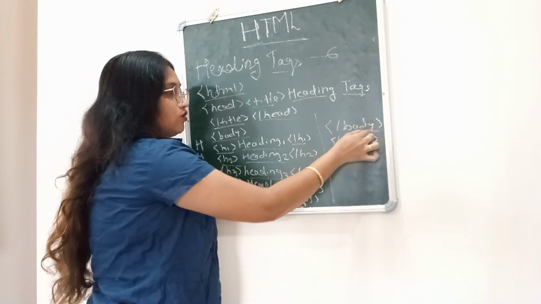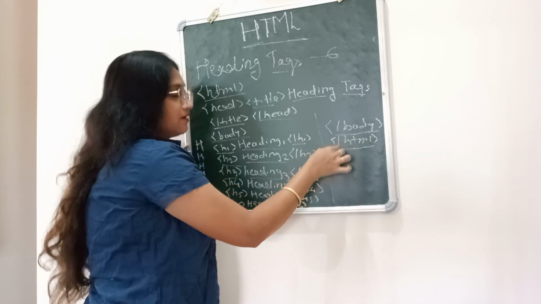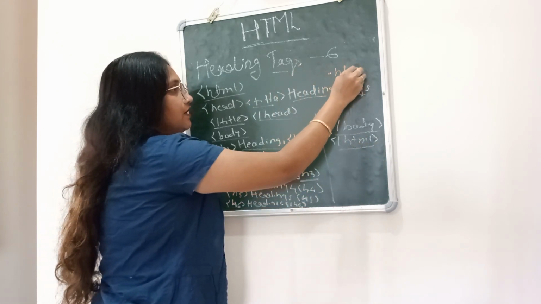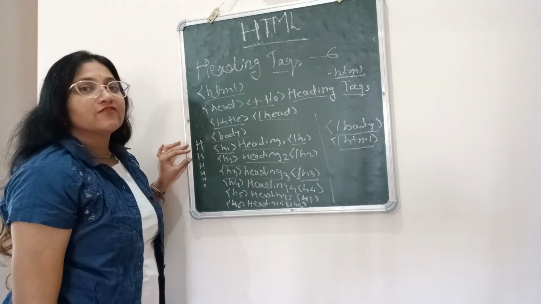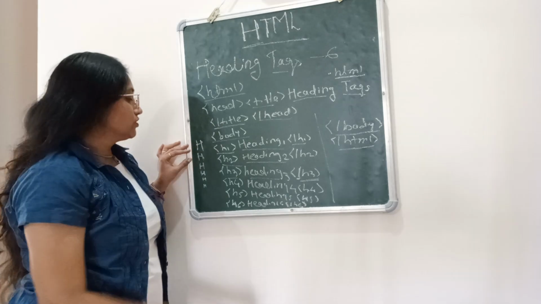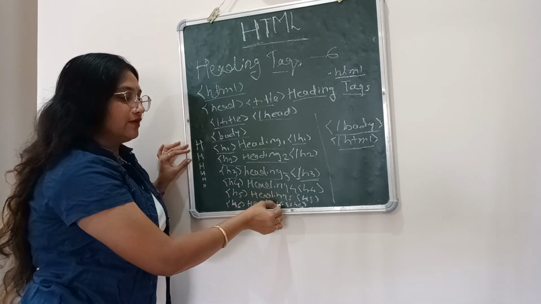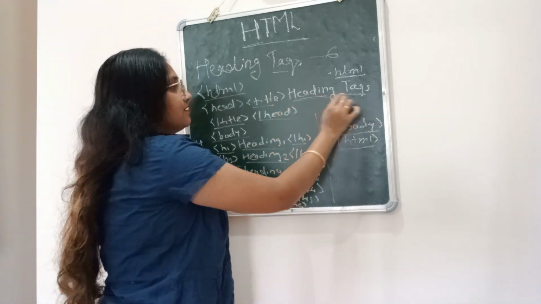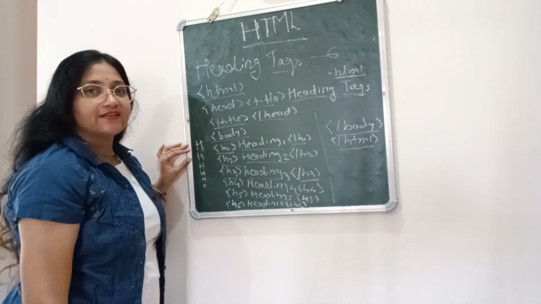After writing all the heading tags, you have to close the body tag, then close the HTML tag, save the file with the extension .html and open the file in a web browser. So you will see these lines: heading 1, heading 2, heading 3, 4 and up to heading 6, and in the title bar you will see the line "heading tags". So this was about the heading tags in HTML.